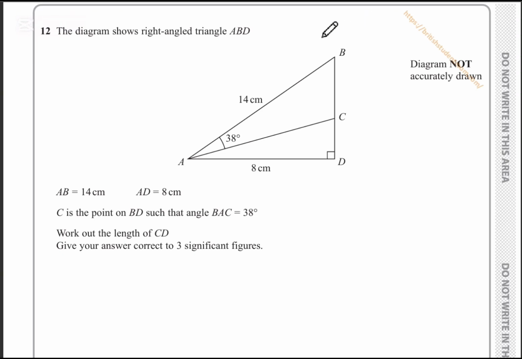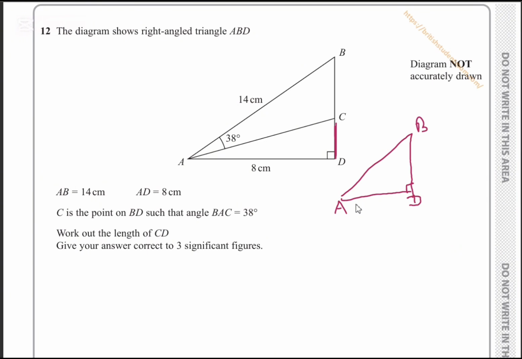Next question. Question number 12. We have been given a right angle triangle with these lengths and angles, and we are supposed to find the length CD. In order to find length CD, I'm going to consider the large triangle as a whole, triangle ABD, since I have the lengths 14 and 8. If I draw this out separately in here, I'd have a triangle like this. This is D, I have B, and I have A.